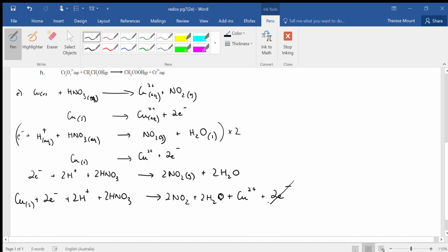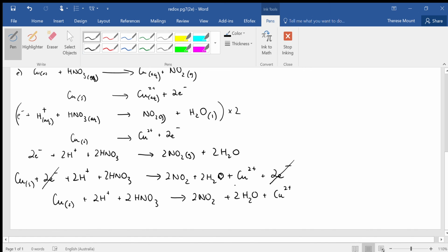Okay, so now what can I cancel out? I can cancel out my electrons. Okay, and hydrogens, no, waters, no. Okay, cool. So that is done. I can add my states in a second. So rewrite the equation once you've cancelled out your electrons. And so now I can add my states. Aqueous, gas, liquid, aqueous. And that is it.